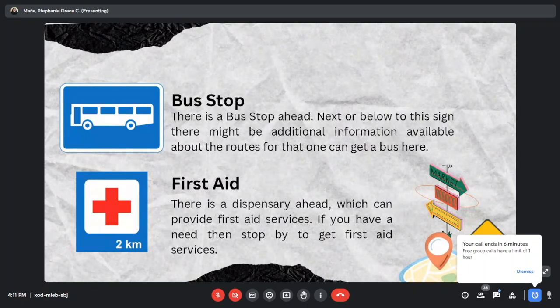So the next sign is first aid. There is a dispensary ahead which can provide first aid services. So if ever there is an emergency or an accident, drivers or commuters should know this sign so they know where they can quickly get first aid. Next slide.